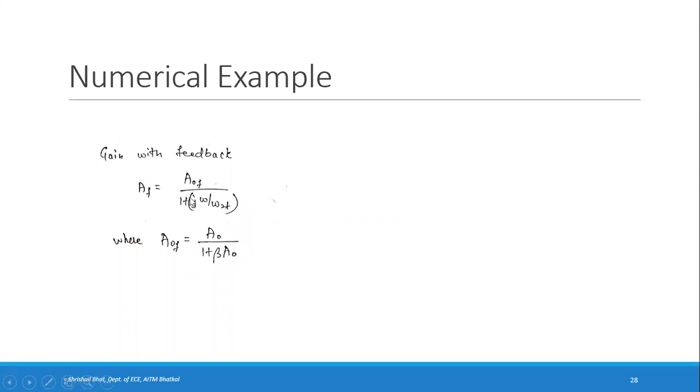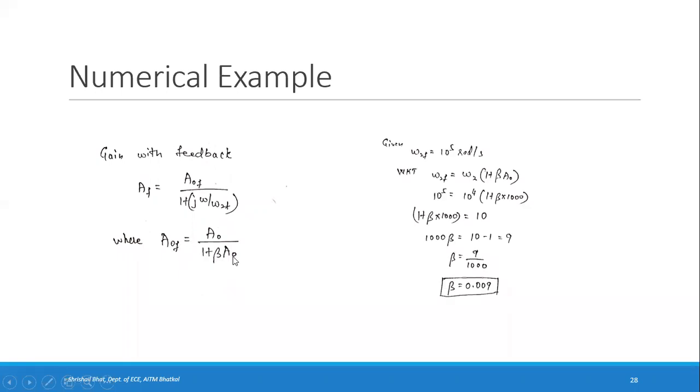AF is A naught F divided by 1 plus j omega by omega 2 F, where A naught F is the midband gain with feedback. And you know the expression for AF is A divided by 1 plus beta A. So A naught F is A naught divided by 1 plus beta A naught. Okay, this is the expression for A naught F, that is A naught divided by 1 plus beta A naught.